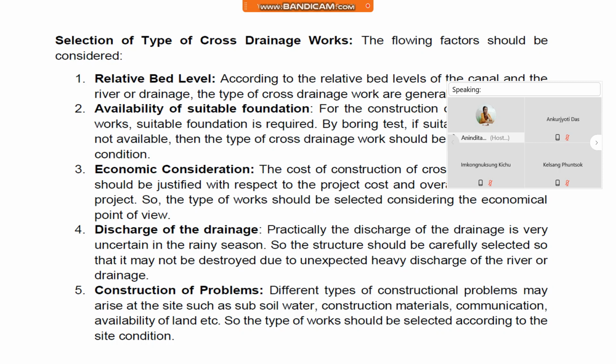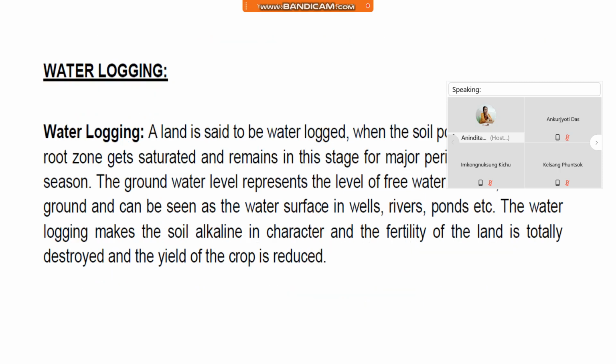Next, waterlogging. A land is said to be waterlogged when the soil pores within the crop root zone get saturated and remain in this stage for a major period during the crop season. The groundwater level represents the level of free water surface within the ground and can be seen as the water surface in wells, rivers, ponds, etc. Waterlogging makes the soil alkaline in character, the fertility of the land is totally destroyed, and the yield of the crop is reduced.